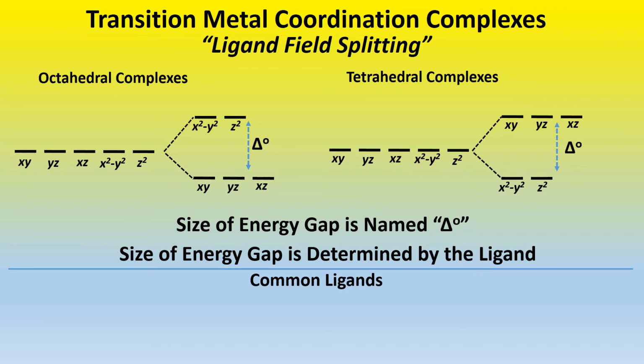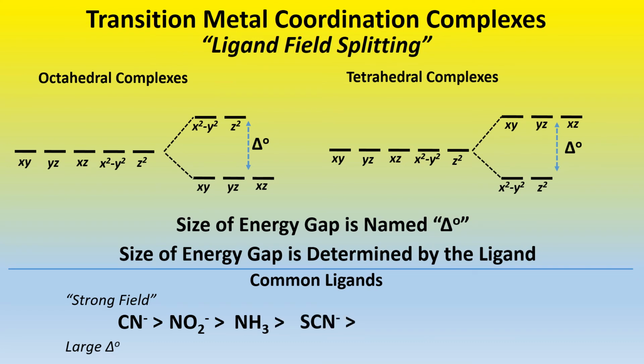We start with what are called strong field ligands, meaning ligands that lead to a large delta zero. On your common ligands, the strongest is the cyanide ion, followed by the nitrate, ammonia, the thiocyanate, water, fluoride, chloride, hydroxide at the end, which is now a weak field ligand leading to a small gap, or a small delta zero.